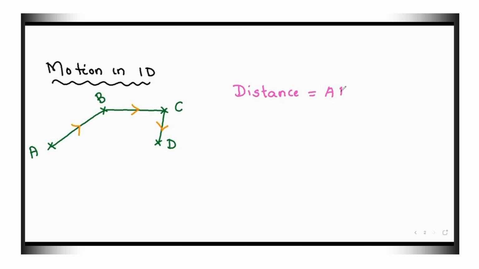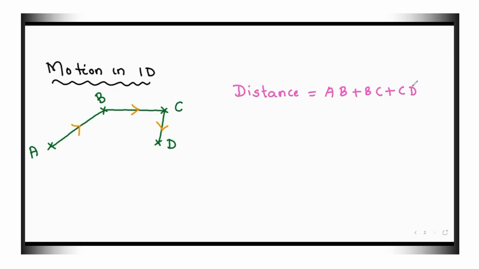So let's see about the position first. I assume that the particle is at position A. After some time, the position changes to B. After some time, it changes to C. And after some time, it changes to D. That means continuously the position of an object keeps changing. And this is what we call the total distance covered by the object. Total distance means the total path covered by the object. You get this as AB plus BC plus CD.